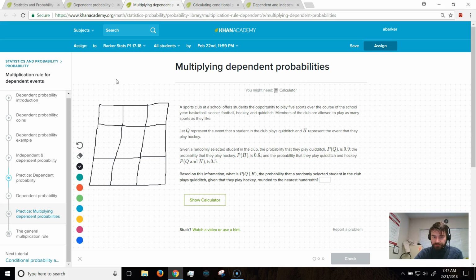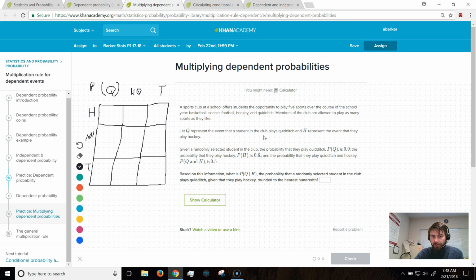Okay, so I'm going to make my columns Quidditch, the probability of Q. I'll just put P of Q. And then they could also not play Quidditch, so I'm going to put NQ for not Quidditch. And this is going to be the total. Then on the rows I'm going to do hockey, P of H, and NH for not hockey, and then another row for totals.